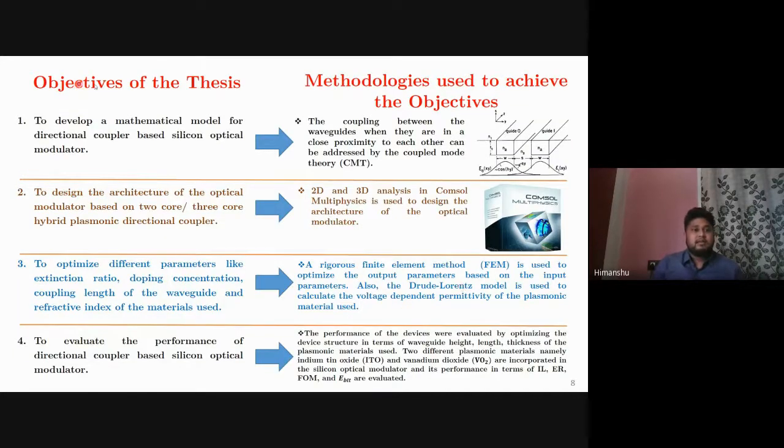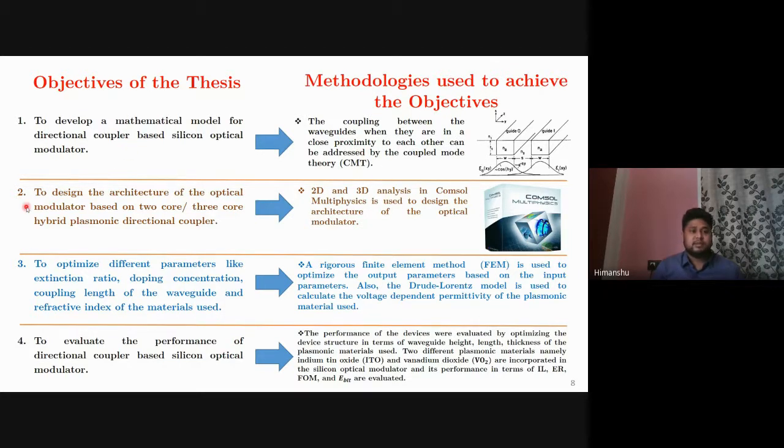Now here we can see the objective of the thesis and the methodologies used to achieve the objectives. So here the first objective was to develop a mathematical model for the directional coupler based silicon optical modulator. Whenever two waveguides are set in close proximity to one another, the energy traveling in one waveguide couples with the other. And this coupling phenomenon is termed coupled mode theory, CMT. So we have addressed this coupled mode theory to achieve this objective.